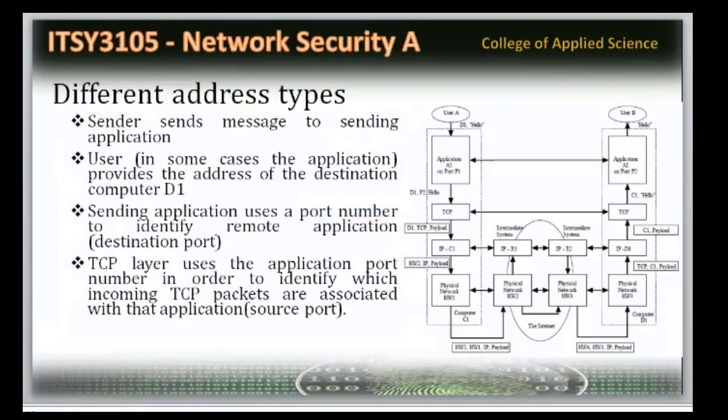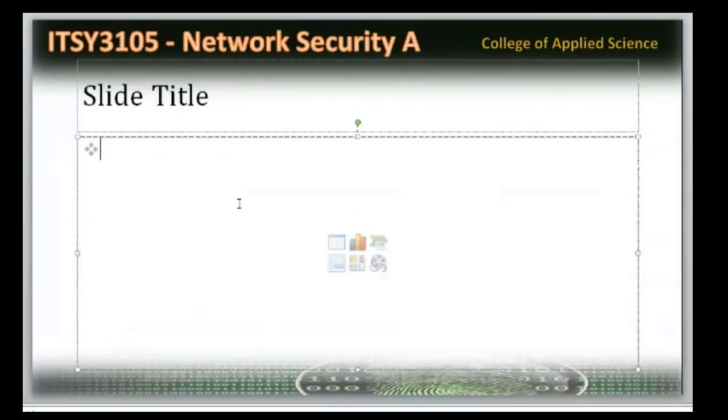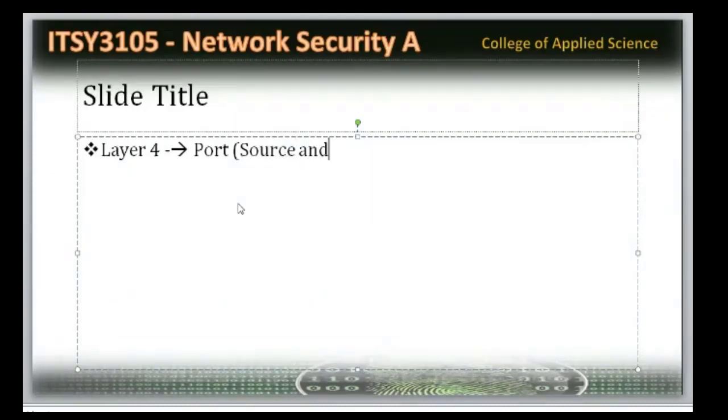If you want, I will write it here. I'm taking a blank slide and writing. Let me go by the layers. In layer 4, we have the port number. For both the source and the destination, you must have the source port number and destination port number. What is the length of the port number? The length of the port number is 16 bits. We already discussed this in lecture number 1.